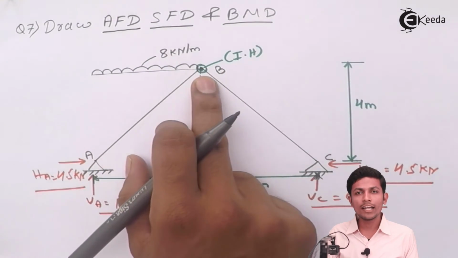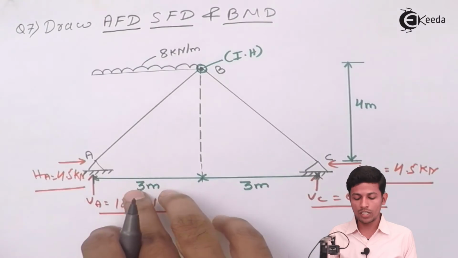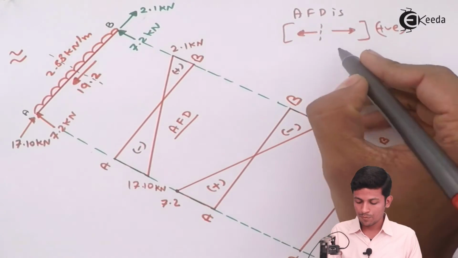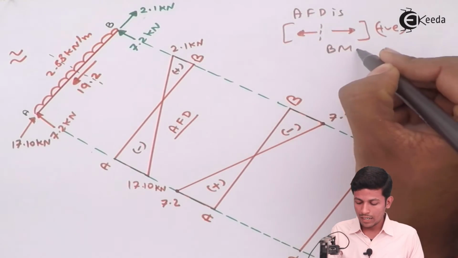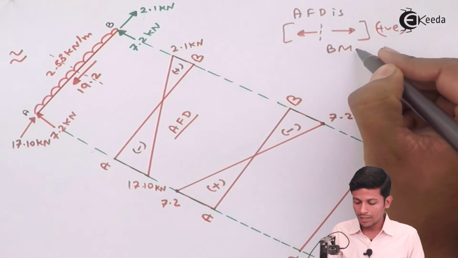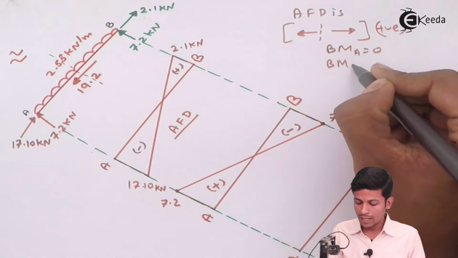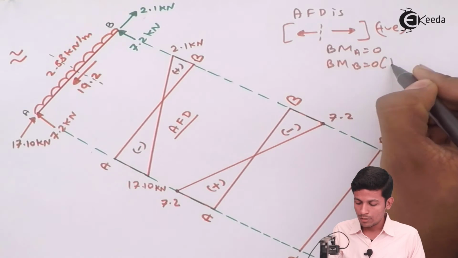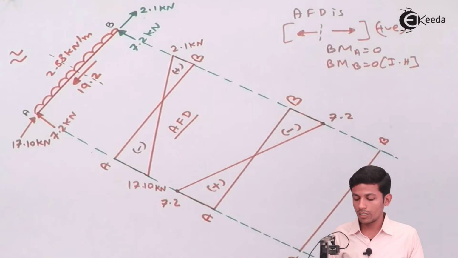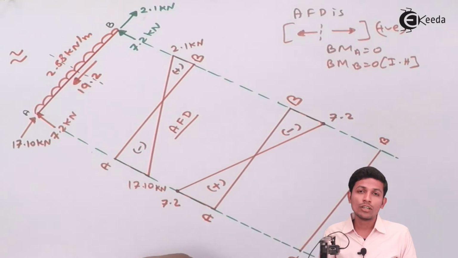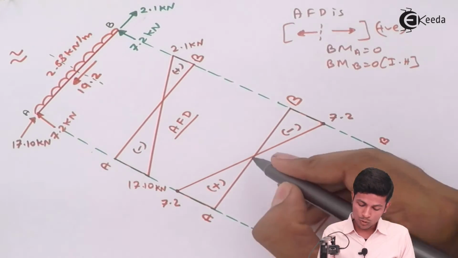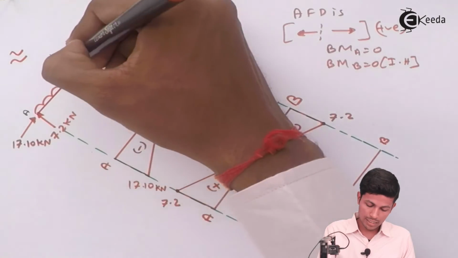Why is B directly 0? Because B is an internal hinge. Okay, now write it over here: bending moment at A equal to 0, bending moment at B equal to 0 because of the internal hinge. Okay, now where the shear force is 0, the bending moment is maximum. So first we know we have to take a section over here.